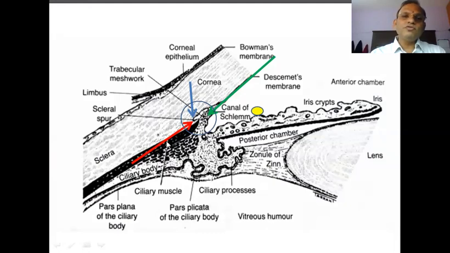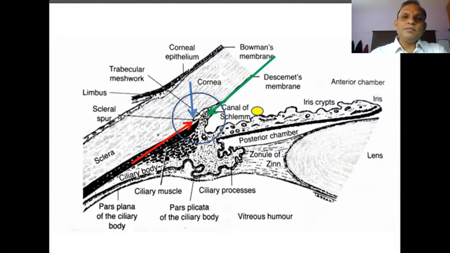So what happens now is once the ciliary muscle contracts, it will pull the scleral spur back posteriorly, towards the lens and ciliary body. Once this pulls, the trabecular meshwork opens, the angle widens, and the aqueous slowly flows out of the angle of the anterior chamber.